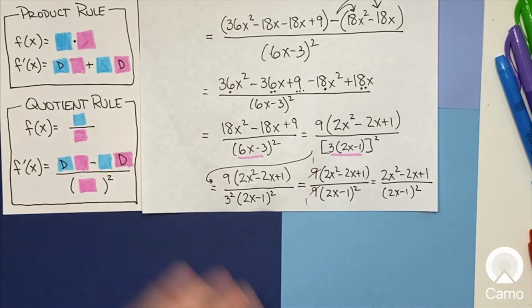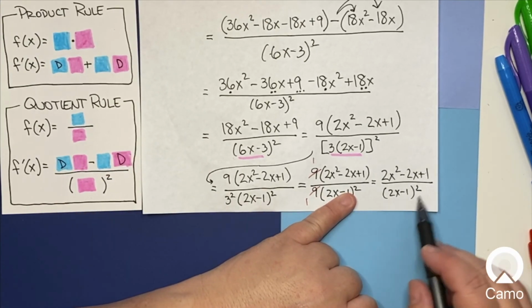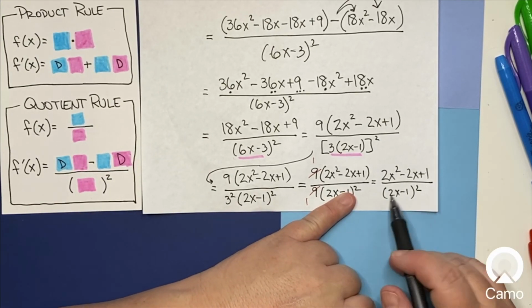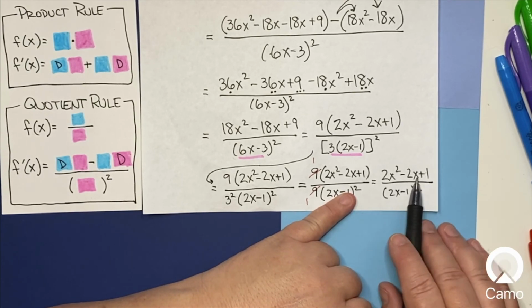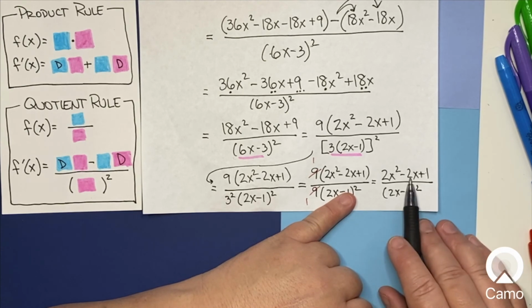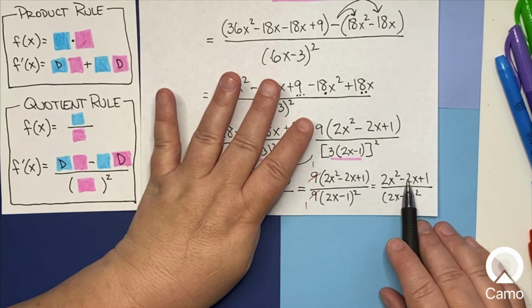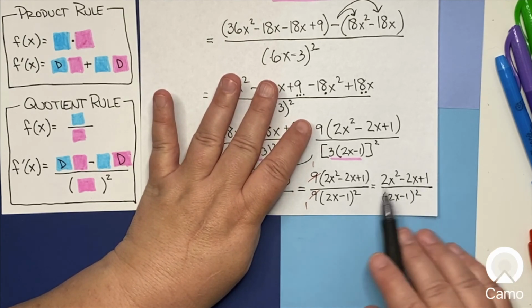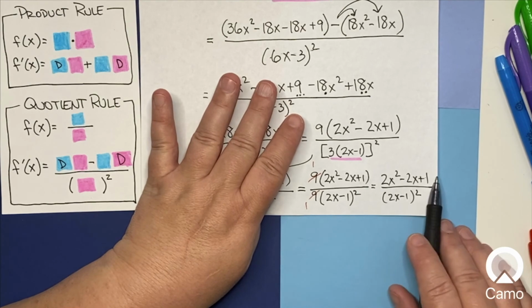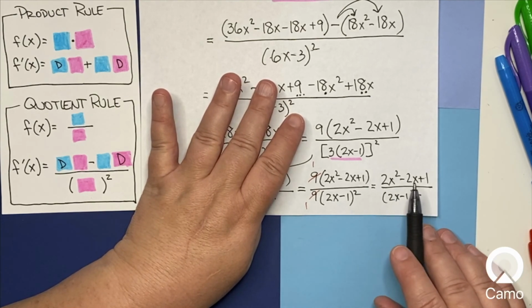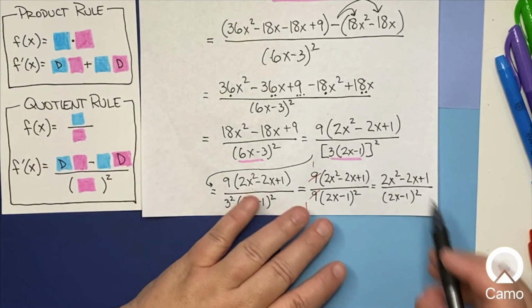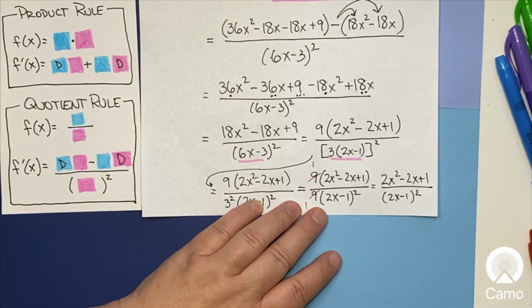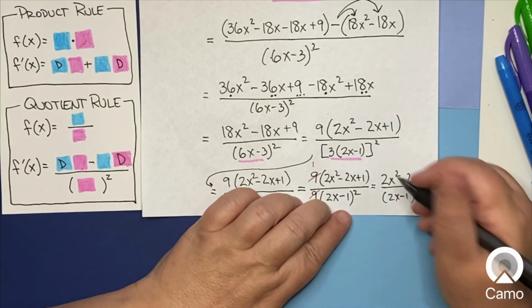Now, I know this looks like it should reduce. It does not. 2x minus 1 does not go into this. This does not factor nicely. If we do b squared, so negative 2 squared, that's 4. Minus 4 times 2 times 1. 4 times 2 is 8 times 1 is 8. So 4 minus 8 is negative 4. Inside a square root, you got nothing. This does not factor using the number system we're using. So this is the final answer.